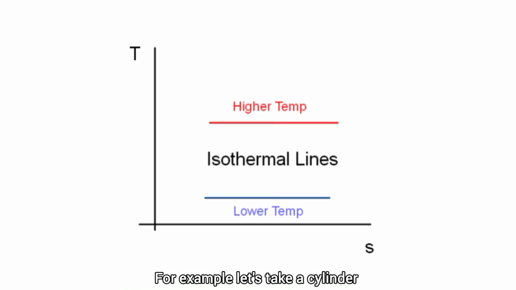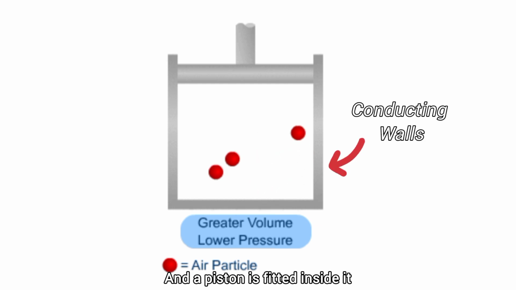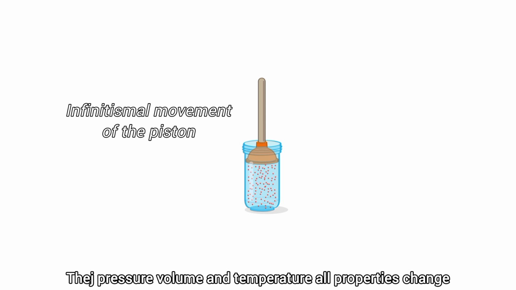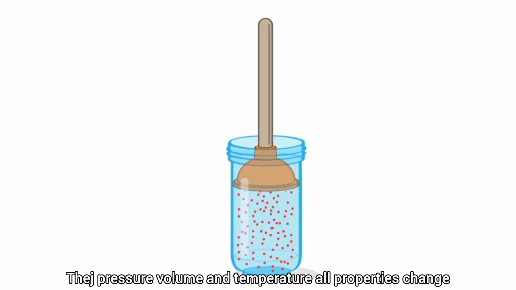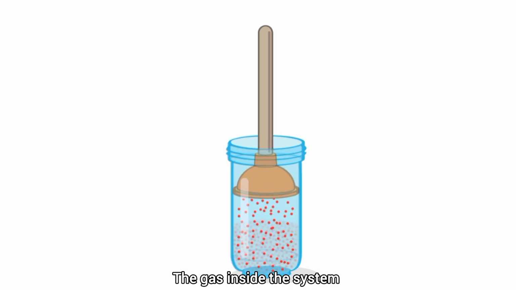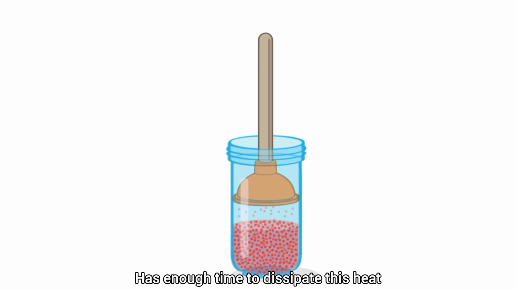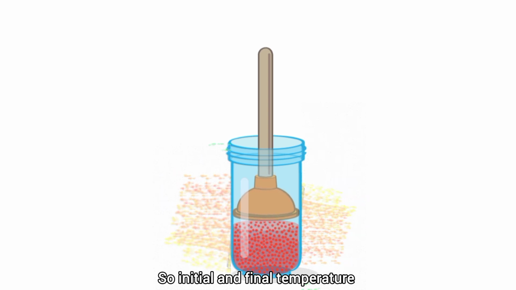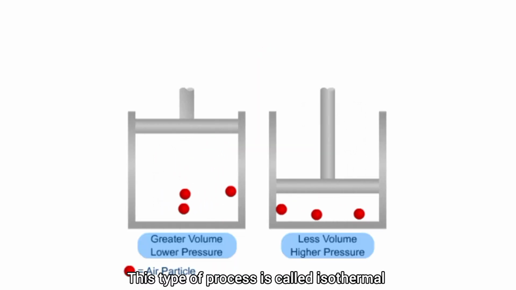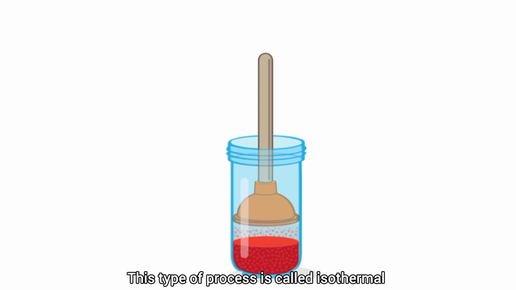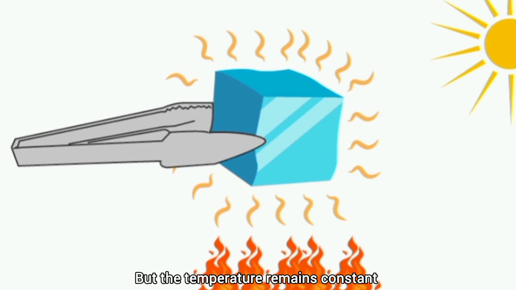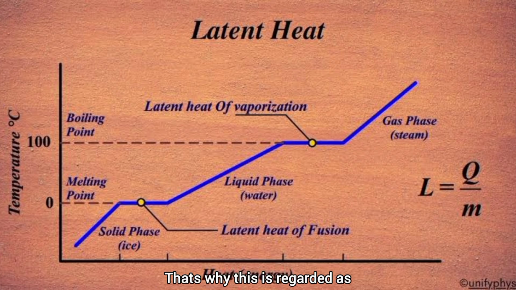For example, let's take a cylinder which has conducting walls and a piston fitted inside it. When the piston is moved very slowly, the pressure and volume change, but the movement of the piston is so slow that the gas inside the system has enough time to dissipate heat through these walls, and that's why the initial and final temperature of the gas are identical. This type of process is known as an isothermal process. Likewise, when a solid melts and turns into liquid, it absorbs heat, but the temperature remains constant, and that's why this is regarded as an isothermal process.